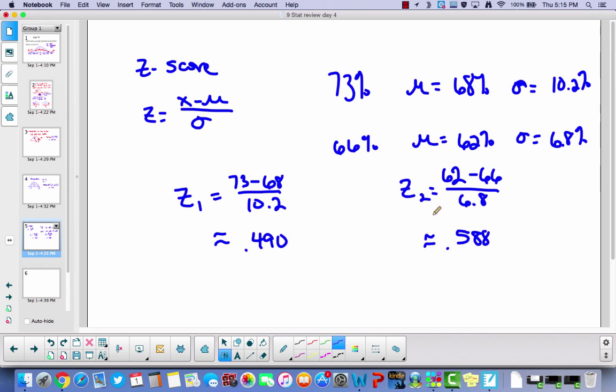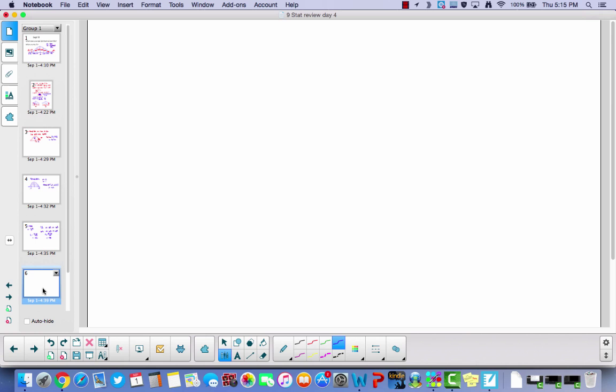So then remember we can compare these two. Which class did they do better in if this was their score? They actually did better in this class because they were better than almost 60% of the class. Here they were only better than about 50% of the class. Remember we can also use these scores if we are missing one of those things, if we're missing a mean or missing a standard deviation.